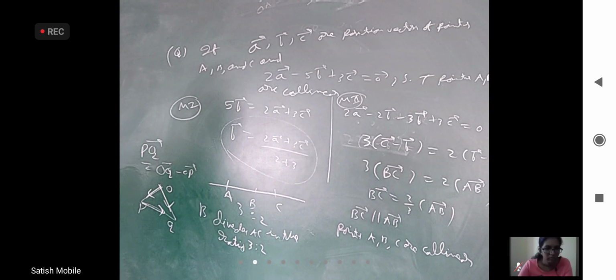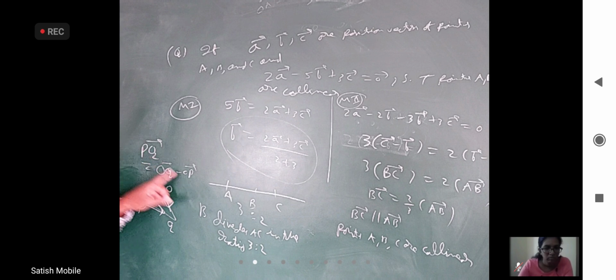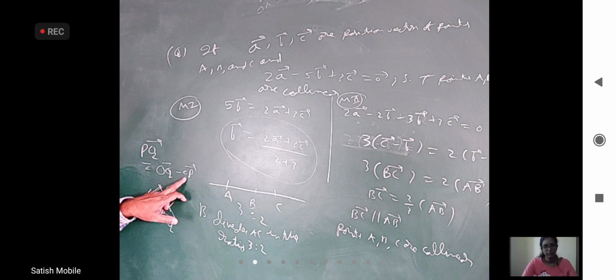I am saying PQ bar is always position vector of second point minus position vector of first point. How? Take OPQ anywhere you want. OP plus PQ is OQ, that is triangle law. Okay, send OP to the other side. Bring this OP here, that is the same thing, right?